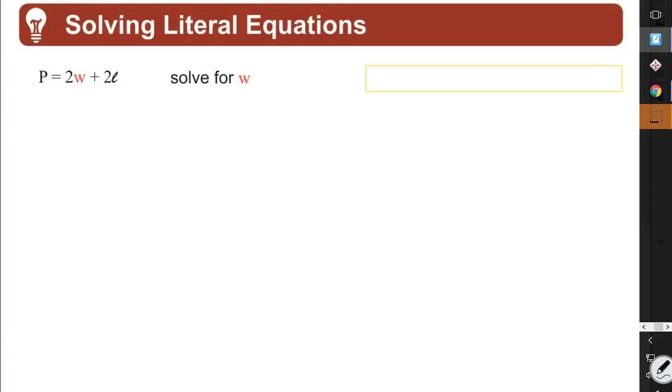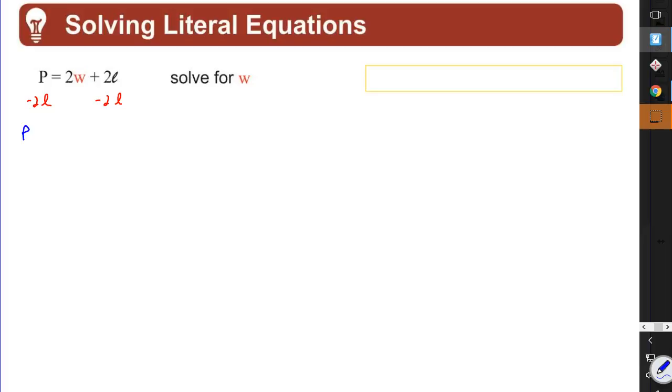P equals 2W plus 2L. This is actually a perimeter formula. And we want to solve for W, the width. All right, well, just like anything, we want to isolate the W. So we're going to add a negative 2L to the right, and whatever I do to one side, I'll do the same thing to the other.